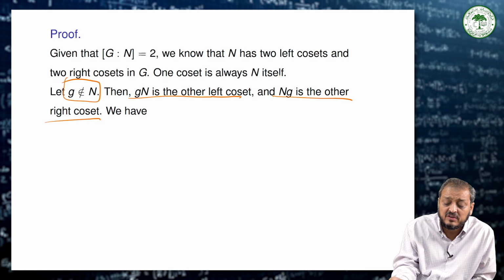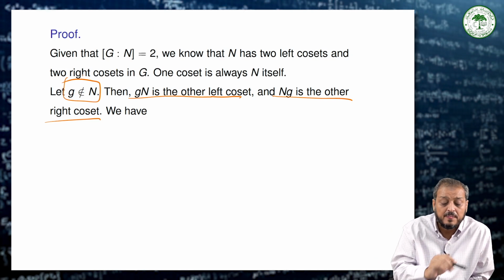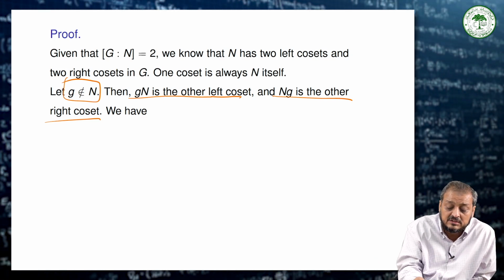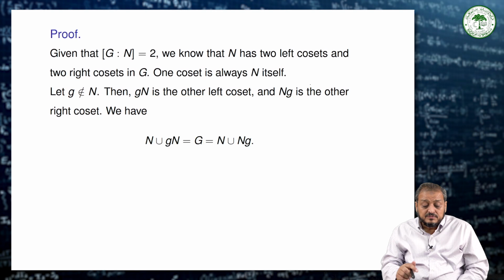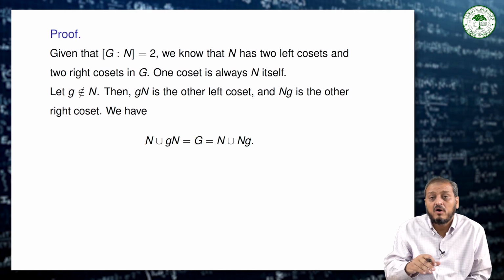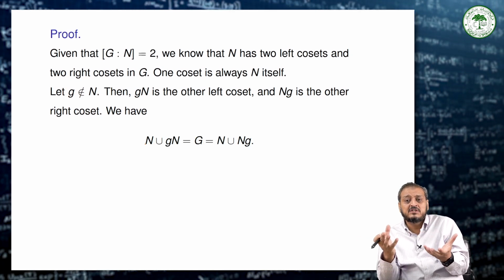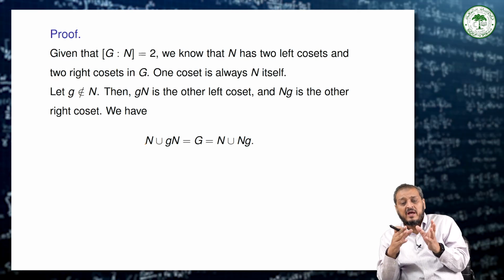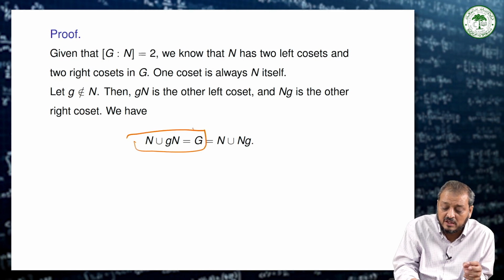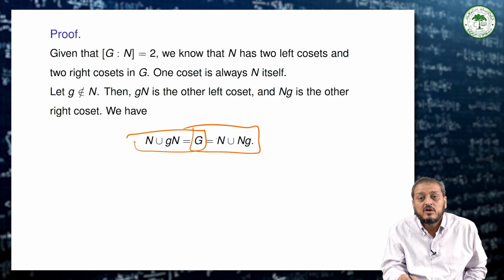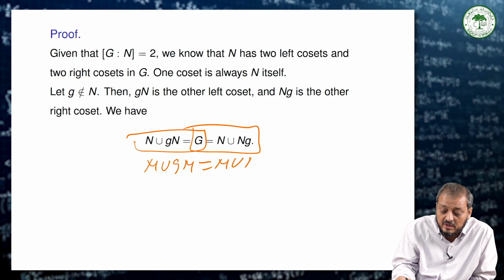So if N is one of the sets, then we choose an element g which is not a member of N but is an element of G. Then gN is the other left coset and Ng is the other right coset. We know that the union of all the cosets gives G, either right or left. So N union gN is equal to G, and also N union Ng is equal to G. This means N union gN is the same as N union Ng.